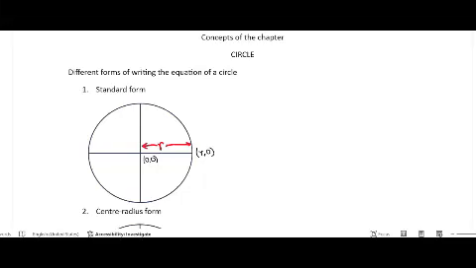In this video, we'll be covering all the concepts of the chapter circle. So this is a chapter for your class 11 HSC part 1. This is chapter 6. So circle, as we all know, is a very basic shape that we have been studying since we were kids, right?